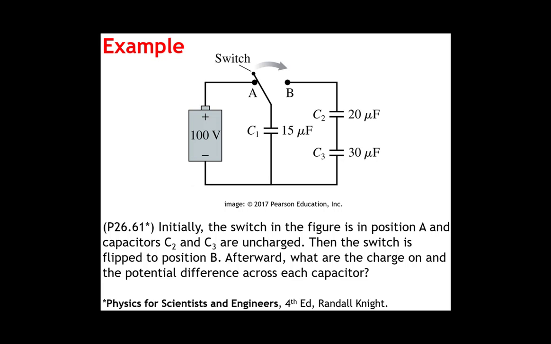This says initially the switch in figure 26.61 is in position A and capacitors C2 and C3 are uncharged. Then the switch is flipped to position B. Afterward, what are the charge on and the potential difference across each capacitor?